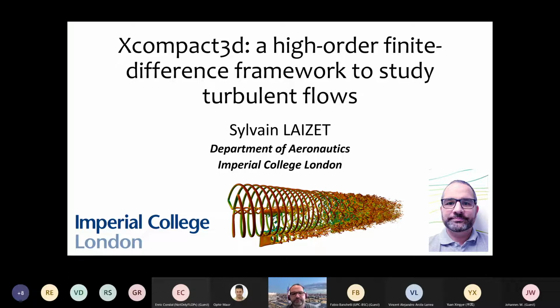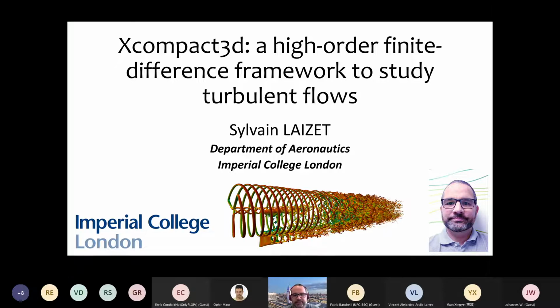Well, good morning, good afternoon, everyone. And so today I'm going to present you very briefly Xcompact3D, which is part of this student cluster competition. So Xcompact3D is dedicated to the study of turbulent flows. And one example on this slide is the flow generated by a wind turbine with 3 blades. And basically, the Xcompact3D framework allows you to simulate any type of turbulent flows.